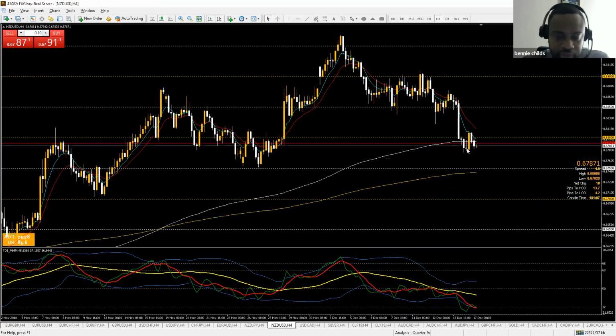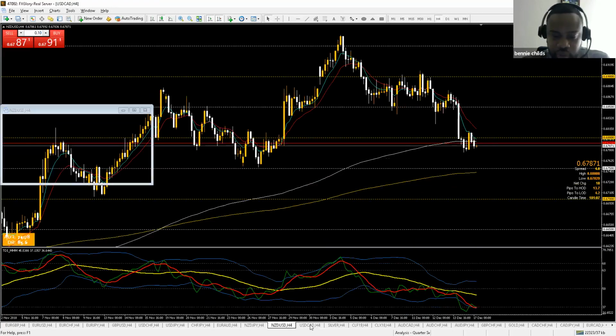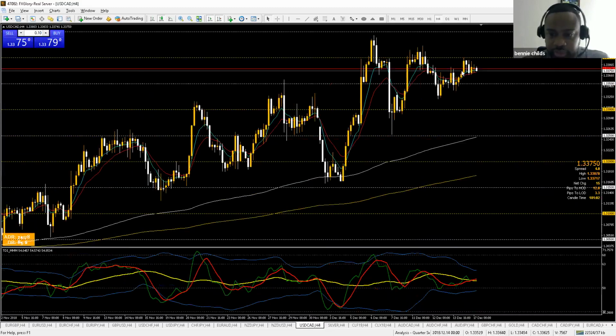Nope, I wouldn't do anything with this. It's just consolidating. US CAD. It looks like the 1.34 spot has been rejected quite a few times. One, two times, well, one area, two areas, and now this would be the third area. So we do have a doji candle right here.